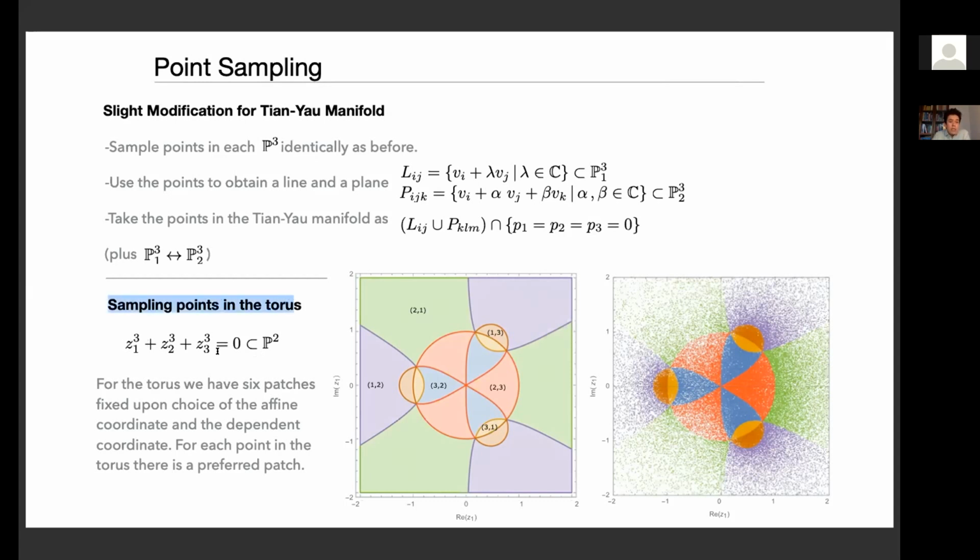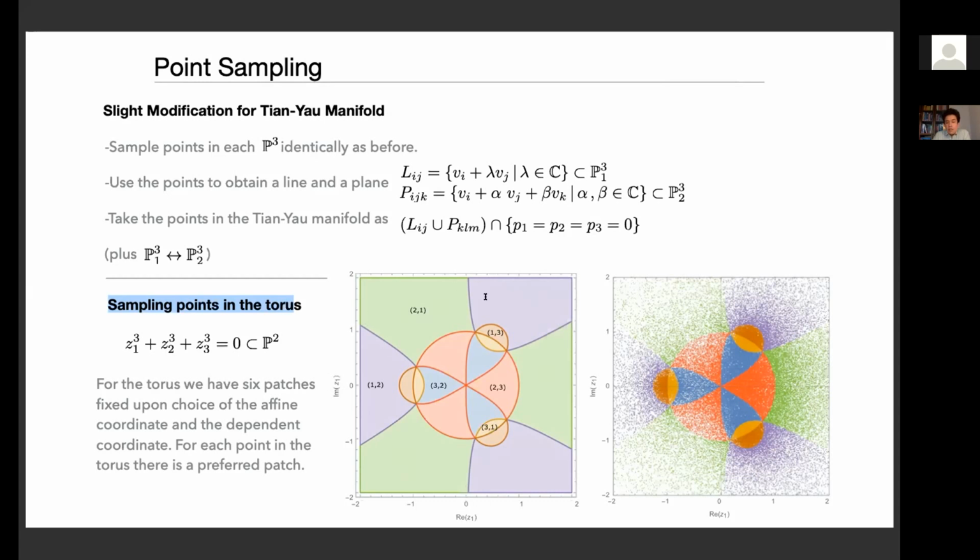So basically, we can take the cubic in P2. For the cubic in P2, we have 6 patches that are depicted here in one of those. In this presentation, we have taken the coordinate set 3 to be the affine coordinate. We set it to 1. The coordinate set 2 is solved out of this equation. And then everything is given in terms of the coordinate set 1 that's here.